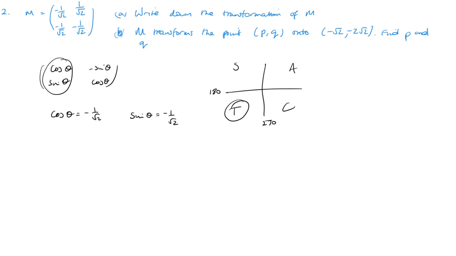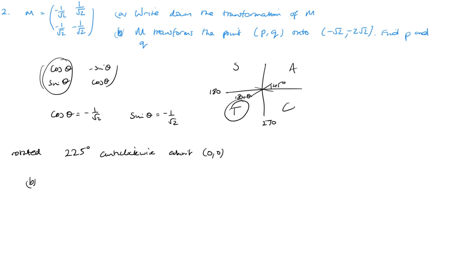And if I put the positive version of this into the calculator, I get that the angle is 45 degrees. So 180 plus theta, so 180 plus 45 is 225. So it's 225 anti-clockwise about the origin. So rotate it. Okay.